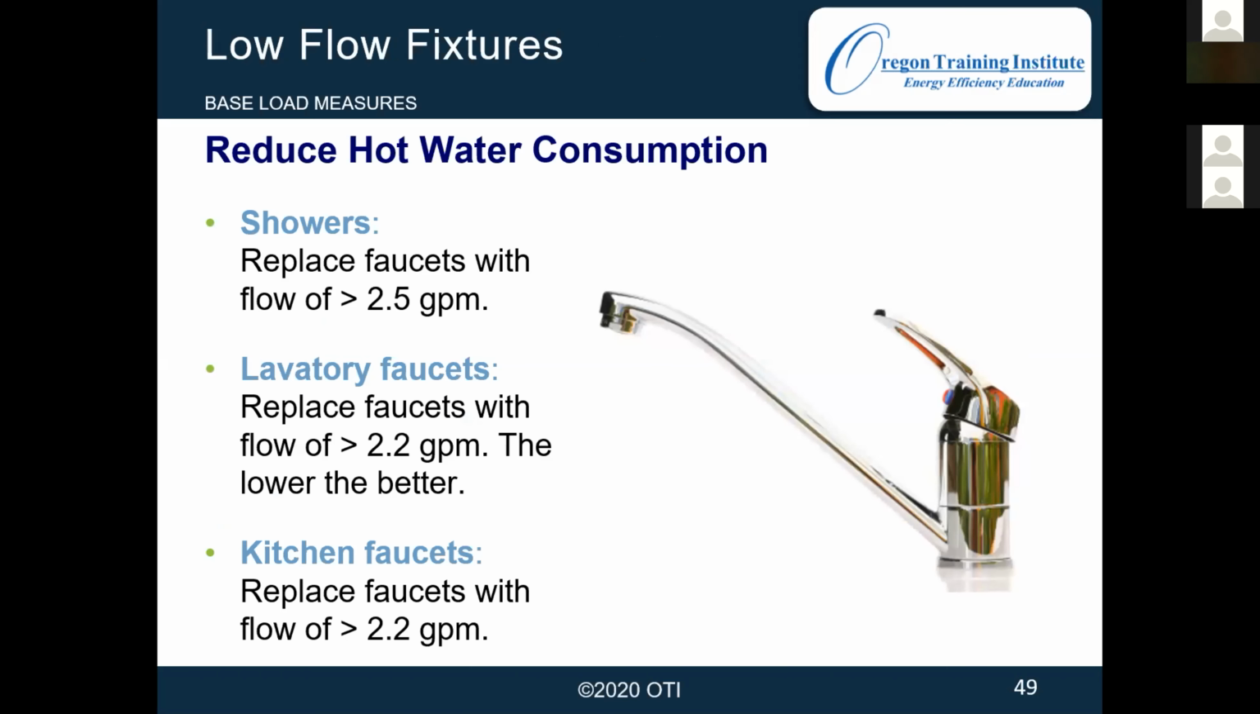So thankfully I thought ahead, I guess, and put the federal limits. So here they are, 2.5 gallons on the shower, and it was actually 2.2 on the faucets. Now I'm sure you guys are doing probably 1.5, or even lower, and that's fine. These are the maximum federal limits. Lower the better though.